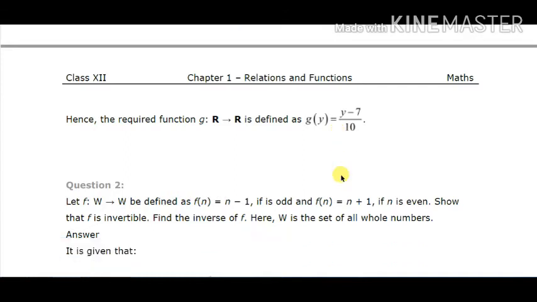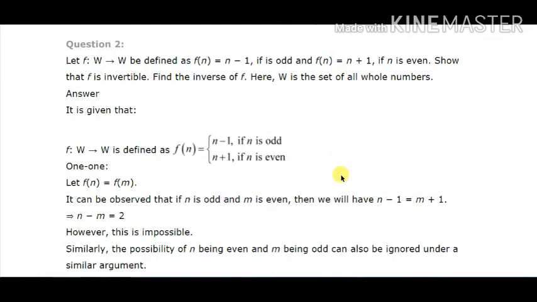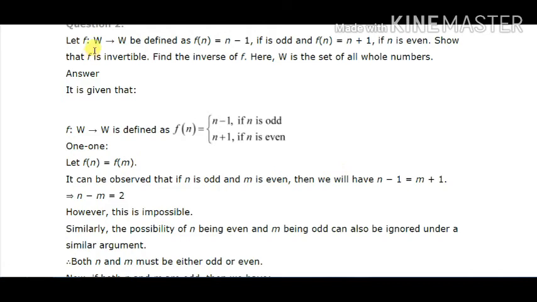Now second question is, let f be a function from W to W which is defined as f(n) = n − 1 if n is odd. Here n is misplaced, it is not n, it is f if n is odd, and f(n) = n + 1 if n is even. Show that f is invertible. So for invertible, again we have to show it is 1-1 and onto. Find the inverse of f, and W is the set of whole numbers.